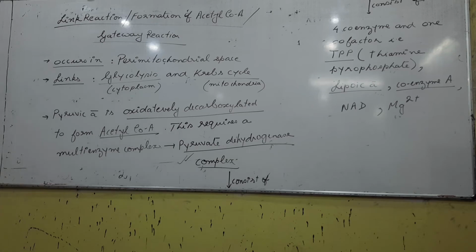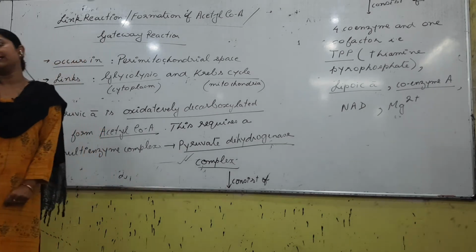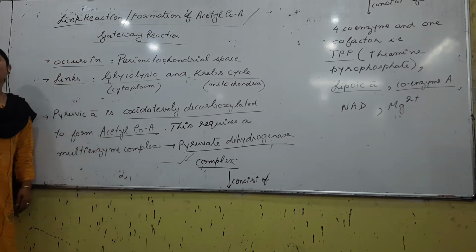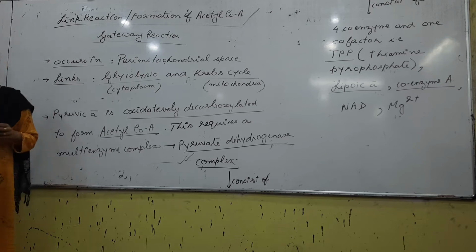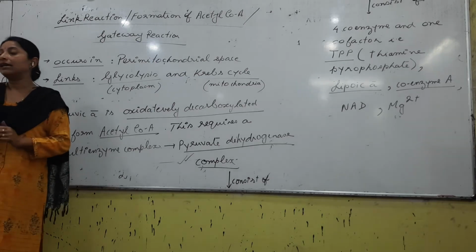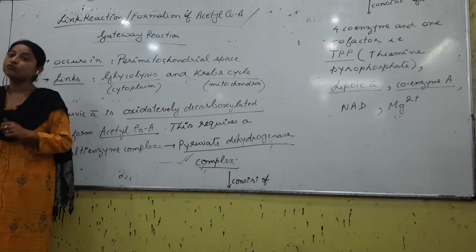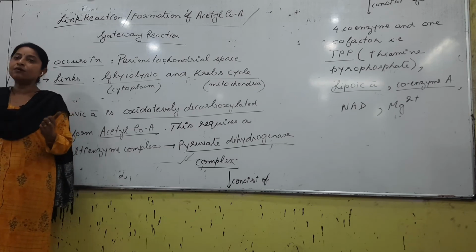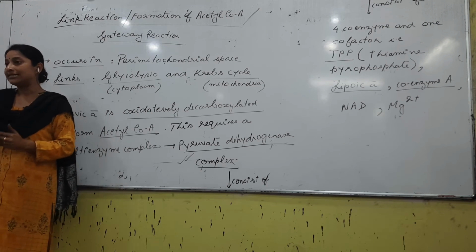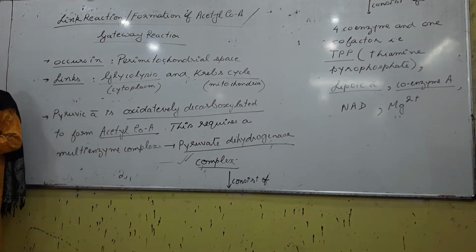So when glycolysis forms pyruvic acid, what happens to pyruvic acid? The pyruvic acid gets converted to acetyl coenzyme A. The reaction is called the link reaction. When pyruvic acid gets converted to acetyl coenzyme A, it happens in the perimitochondrial space. Now since this is also a reaction, something must be produced. In glycolysis, glucose got converted to pyruvic acid, and what was produced was ATP and NADH2. So now, pyruvic acid will get converted to acetyl coenzyme A. So in this reaction, something must be produced. Could you guess the product?